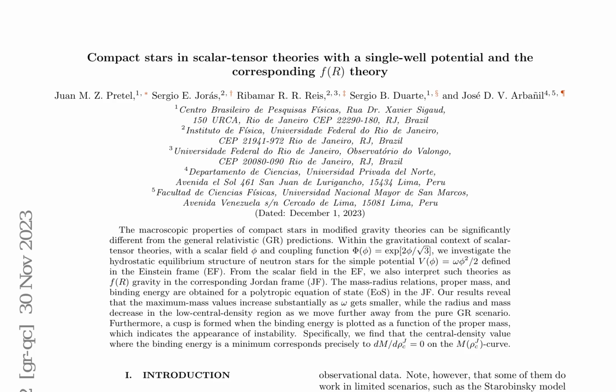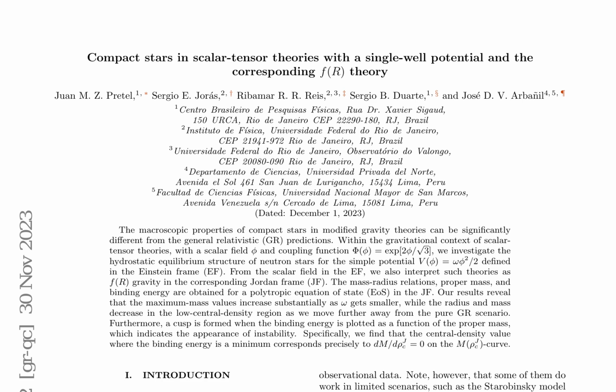Compact stars in scalar tensor theories with a single well potential exhibit distinct properties, particularly in the context of F(R) theory. The authors of this study investigate the hydrostatic equilibrium structure of neutron stars using a polytropic equation of state in the Jordan frame, with a simple potential V(φ) = ωφ²/2 in the Einstein frame. Here, φ represents the scalar field, and ω is a constant.